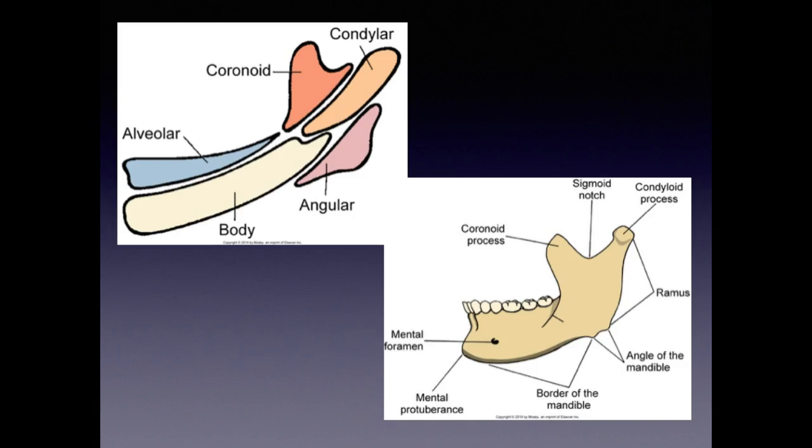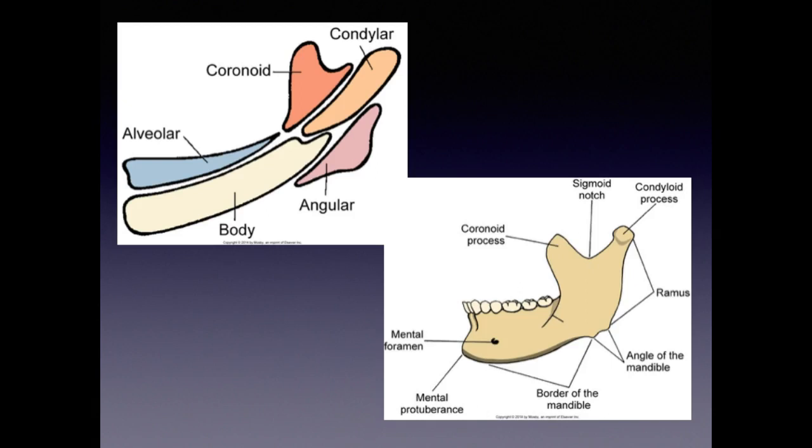The angular process, this little pad of tissue, will develop in response to both the lateral pterygoid muscle and the masseter muscle development. And you'll have these little muscle attachments that form on some of these bones as a result. Then we have our coronoid process, this one up here. The coronoid process will form in response to the temporalis muscle development and will help to attach the bone to the skull. So here we have our coronoid process.